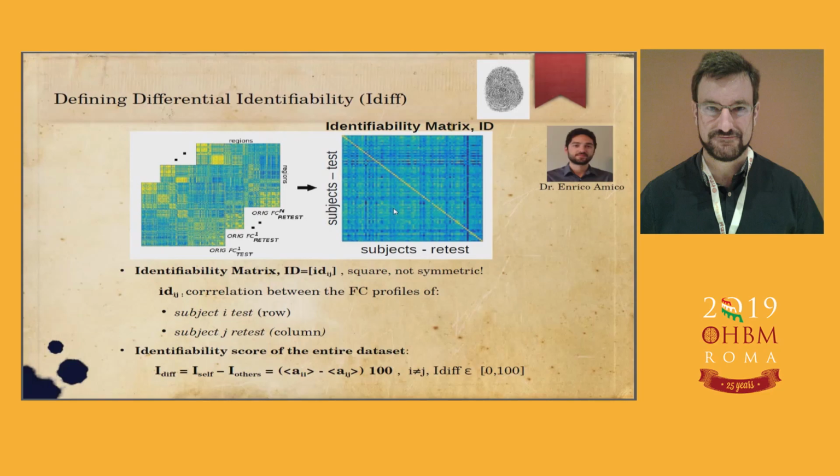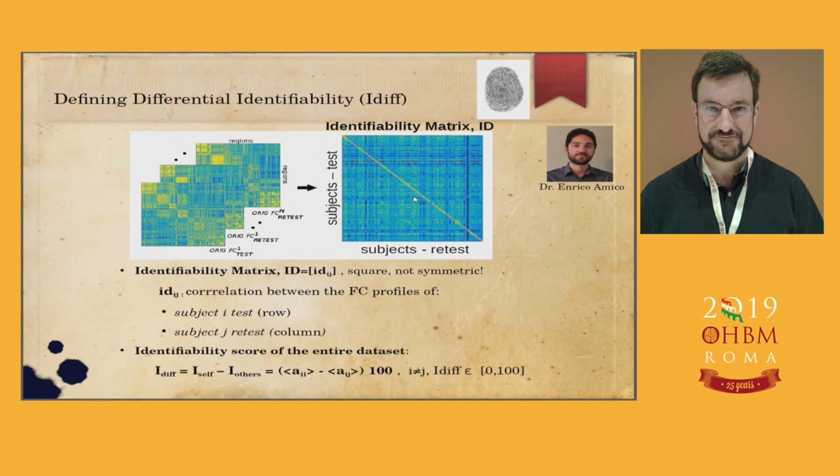Any element in the off diagonal represents any comparison between any subject's test and any other subject's retest, and so on. Keep in mind that this matrix is not symmetric, because my functional connectome test versus your functional connectome retest will not necessarily have the same similarity as my functional connectome retest versus your functional connectome test.